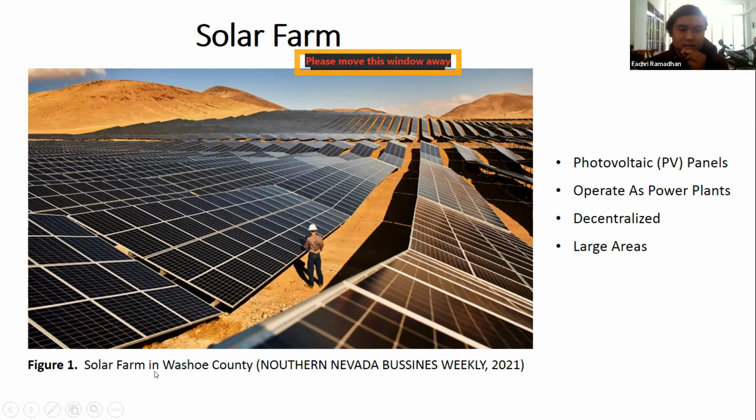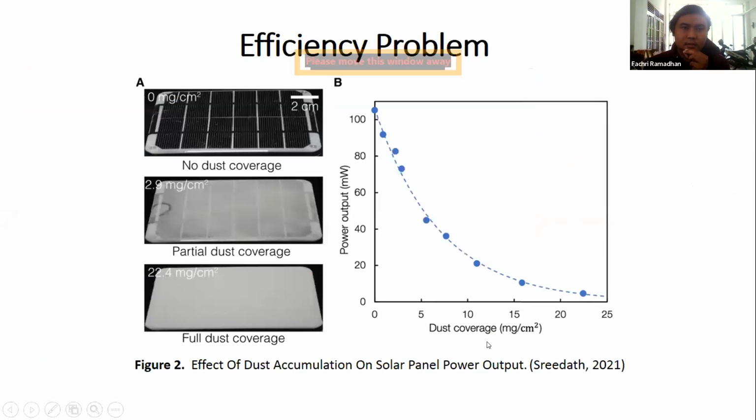This figure is an example of a solar farm in Mosul County. We have a graphic showing the effect of this accumulation on solar panel power output. Solar panels reduce power output exponentially with increasing dust coverage due to increased blocking of incident sunlight.